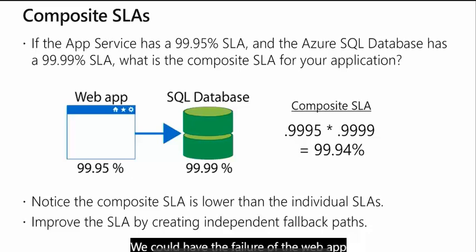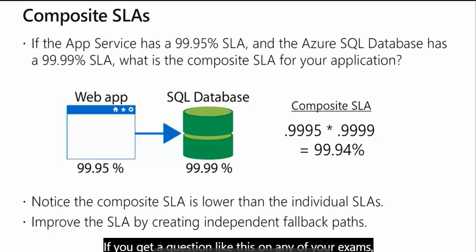We could have a failure at the web app, which impacts the SLA for SQL, and vice versa. So we have to be able to calculate it, and that would be what we'd have to adhere to as Microsoft for the SLA for that solution. Now, why do I show you this? Because you have to understand how to calculate it. You have to understand how it works.